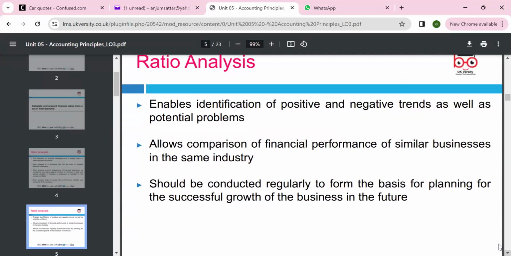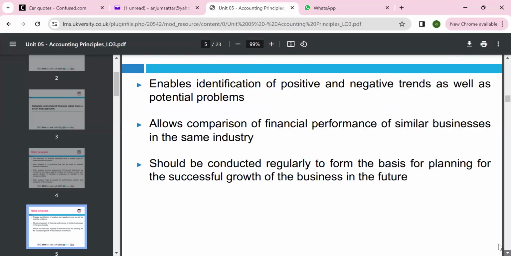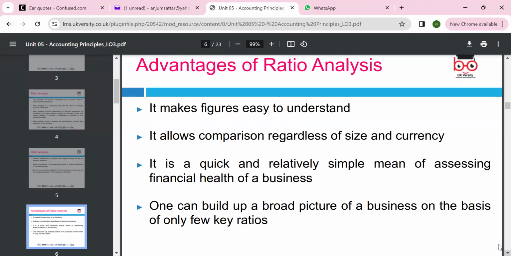Ratio analysis enables identification of positive and negative trends, as well as potential problems. It allows comparison of the financial performance of similar businesses in the same industry. It should be conducted regularly to form the basis for planning the successful growth of the business in future. That is crucial. Advantages of ratio analysis: it makes figures easy to understand. It allows comparison regardless of size and currency. It is a quick and relatively simple means of assessing the company's health, and one can build up a broad picture of the business on the basis of a few key ratios.